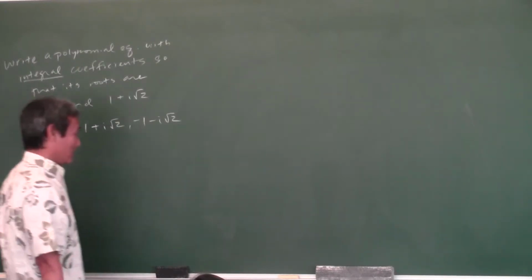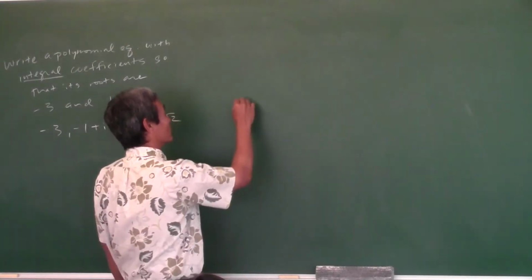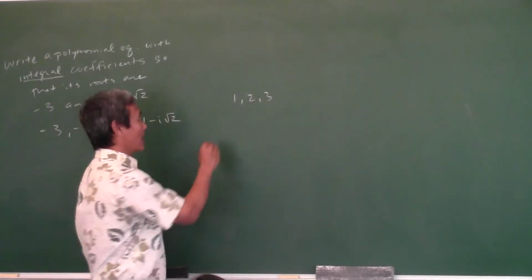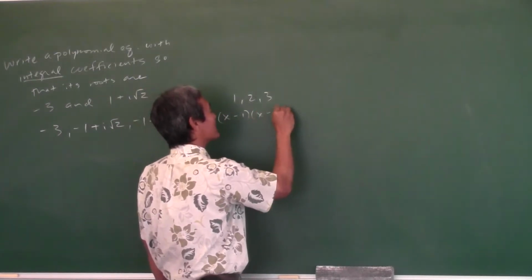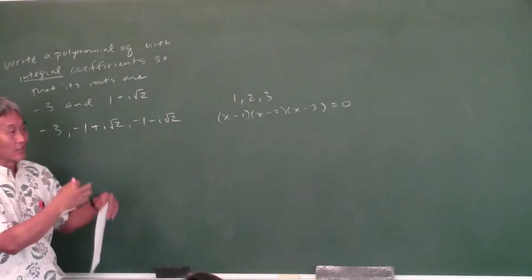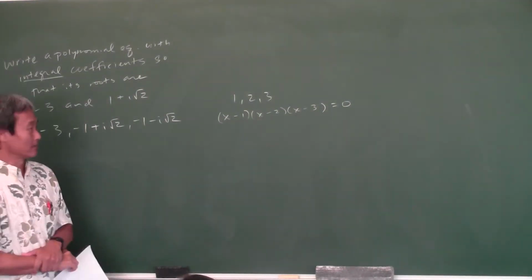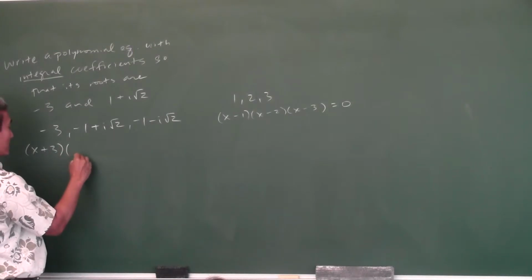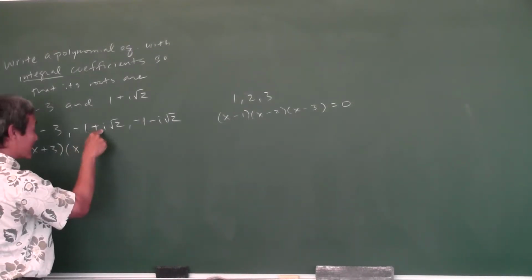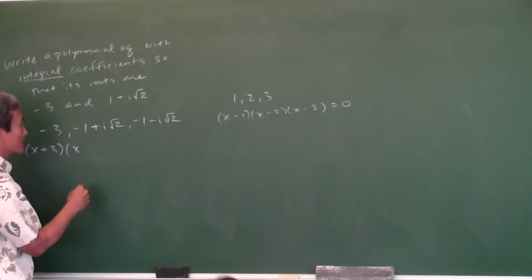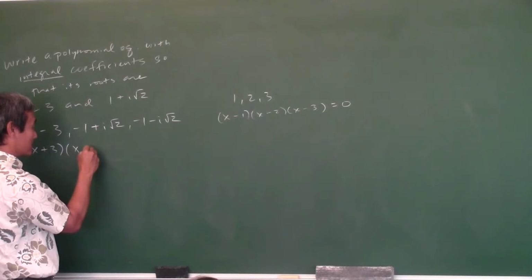Well, let me ask you this. Write me a polynomial equation whose roots are 1, 2, and 3. What would you do? Yeah, you just go x minus 1, x minus 2, x minus 3 equals 0, and there you go. And then I'm going to ask you to multiply it out. Okay? So what about this? What would you do then? X plus 3 times x minus this. So what is x minus this? It's the same thing, except the numbers are different. X minus this, which is?